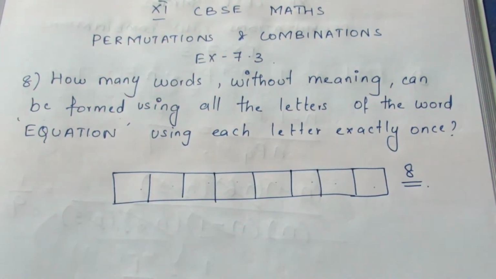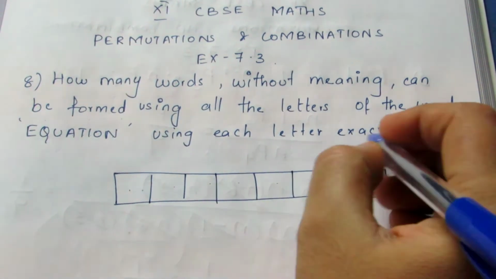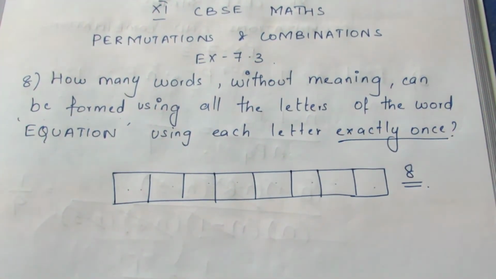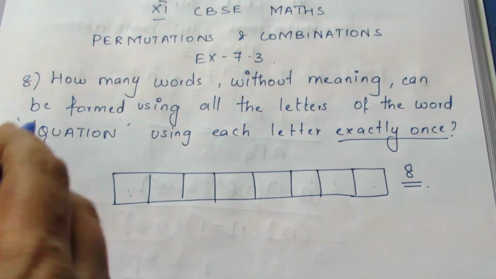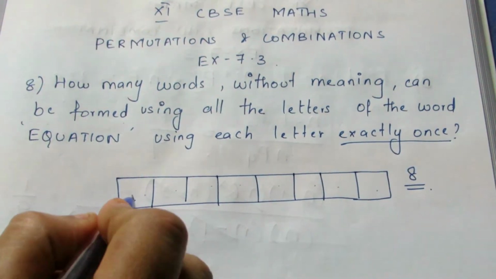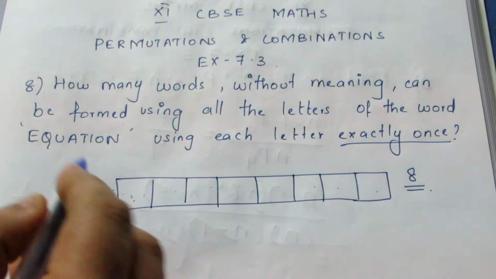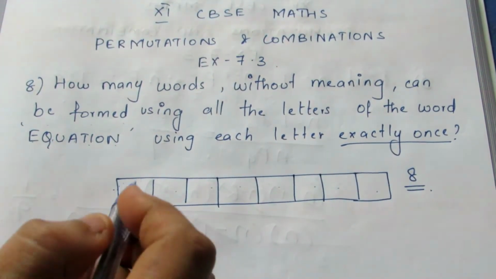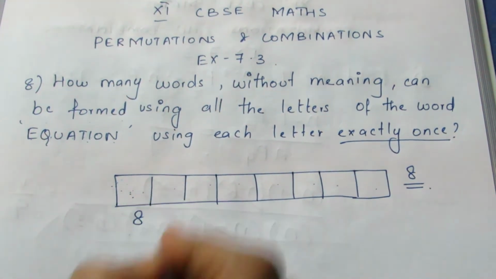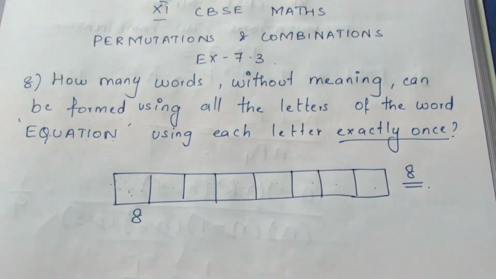So the first box, it has been written exactly once, so we need to fill it with exactly only one letter. There is no repetition. Exactly once means no repetition. If I want to fill my first box, I can fill it with any letter. It can be E, it can be Q, it can be U, it can be A, it can be T, it can be I, O or N. So it can be filled in 8 ways.